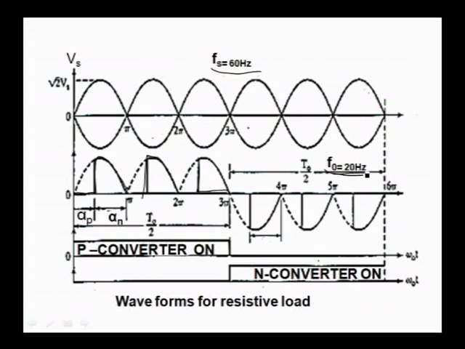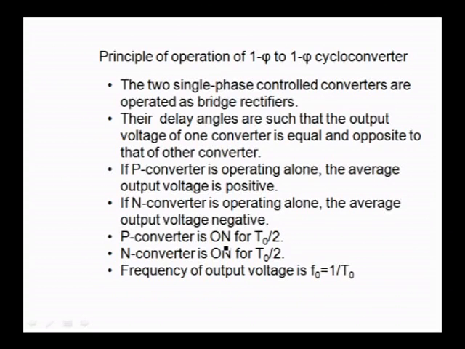So when the P converter is operating alone, we get positive output voltage. When the N converter is operating alone, we get negative. This you have to remember. The P converter is on for T0/2 time, and the N converter is on for T0/2. The frequency f0 is 1/T0.